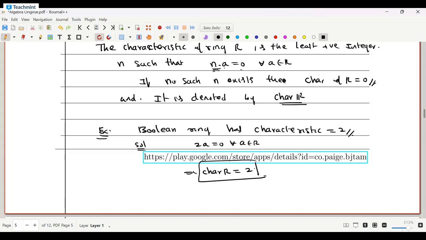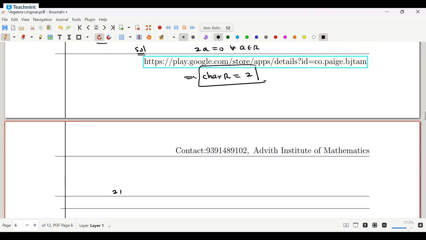Okay. Next one, number 2. The characteristic of a ring with unity. Sorry. Let R be a ring with unity.